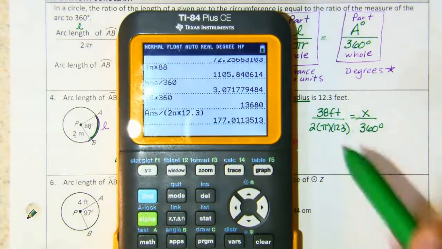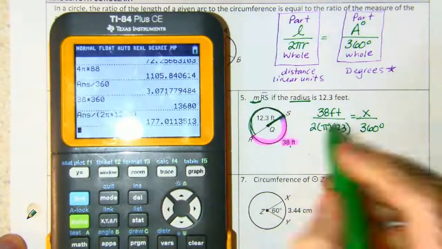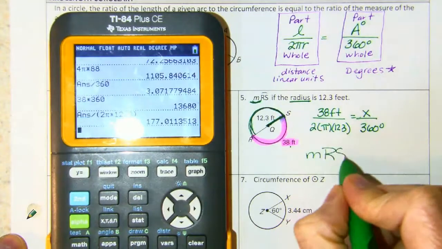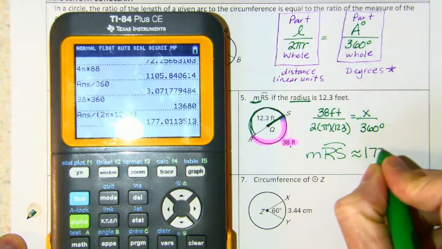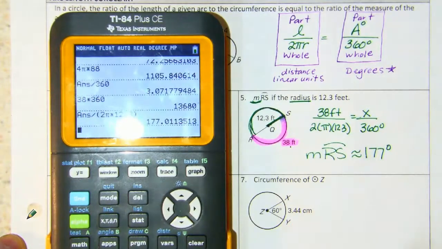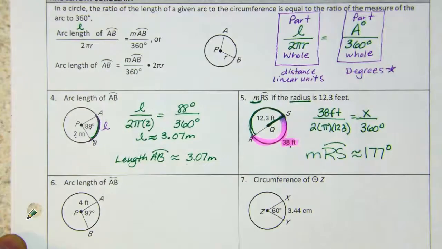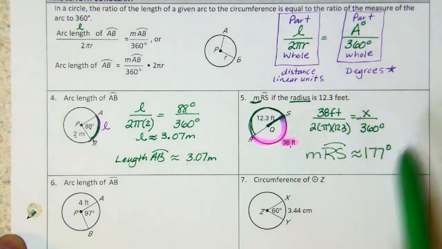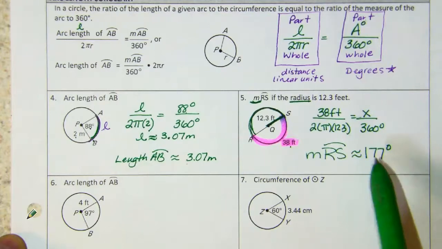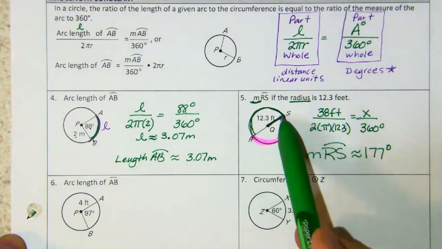So this one right here, I'm going to now say that the measure of arc RS is approximately 177 degrees. And if you look at this picture, that looks accurate because it kind of looks like a diameter, but it's not. So it's 177 degrees because it's almost a semicircle.